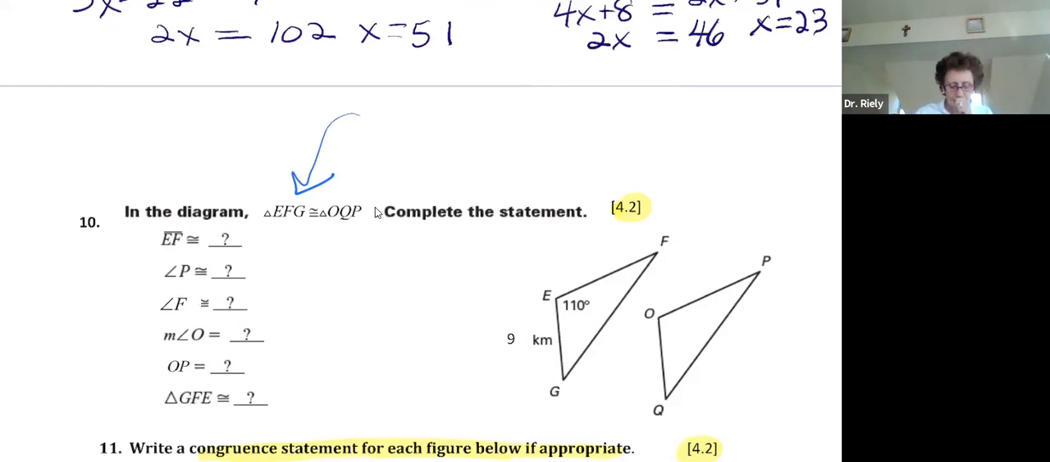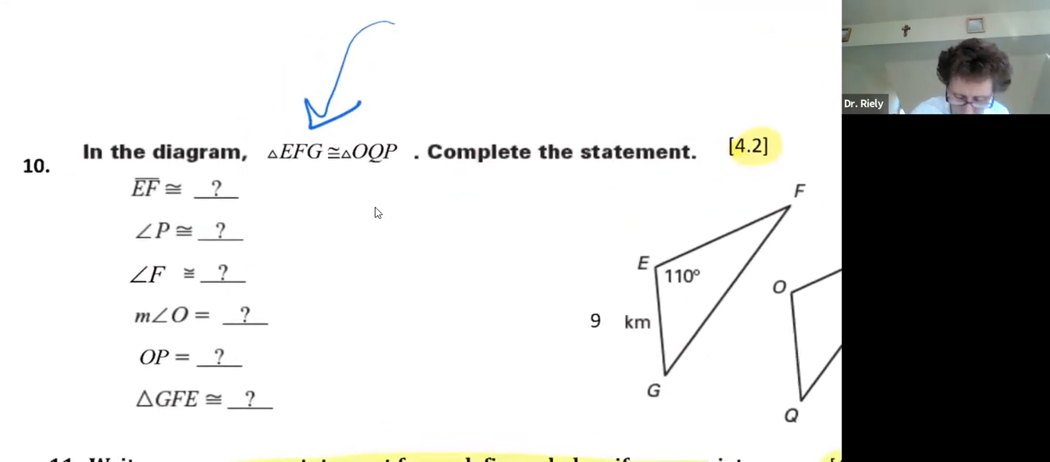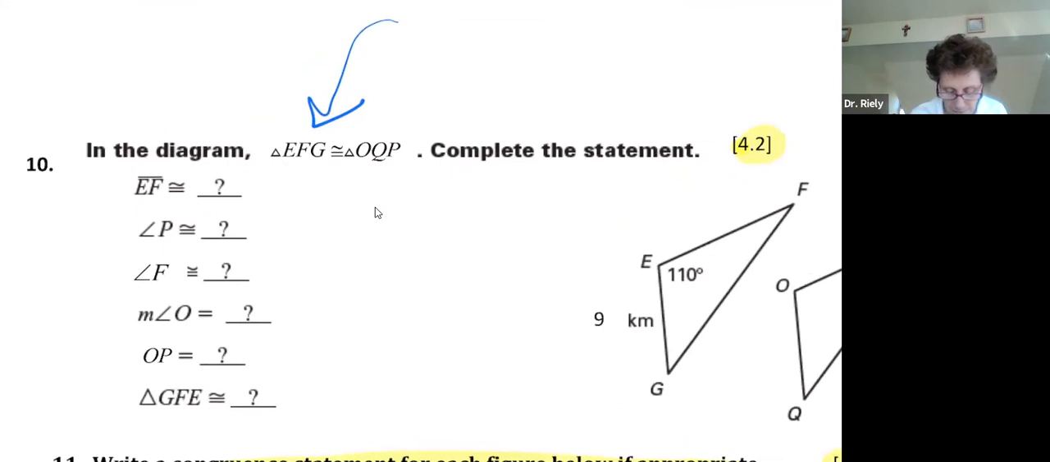This is good. So the first one, they're looking for another segment on the other triangle that is congruent to EF. That's what that says to you. So what I would highly suggest that you do is use this statement. EF is the first two letters. That's going to be congruent to OQ. So you would write OQ and you would put a line segment on it.